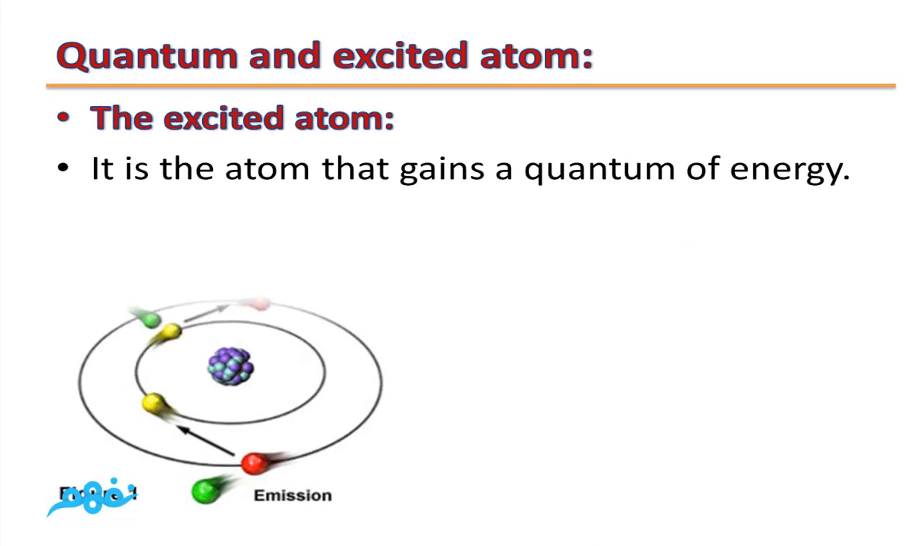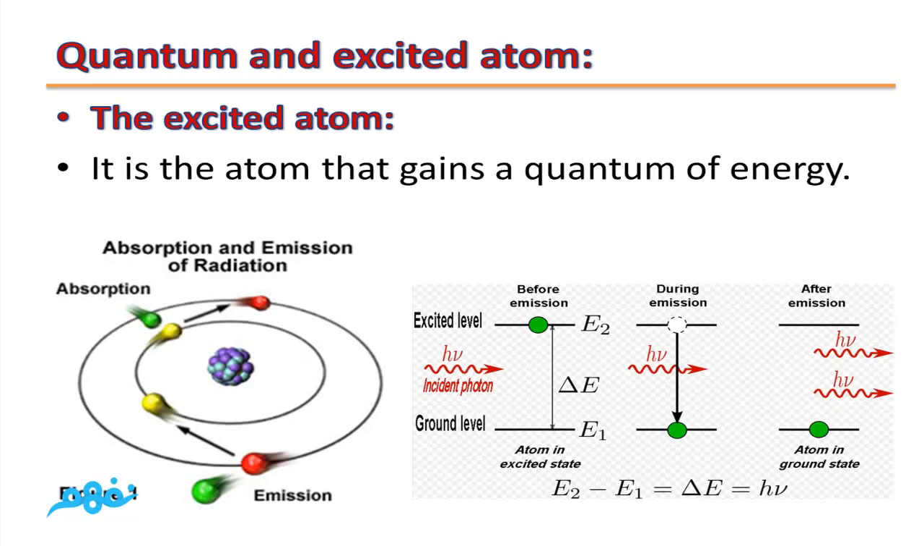What's meant by excited atom? Excited atom is the atom that gains a quantum of energy. For example, if this yellow electron represents an electron which is at the ground level, and it absorbed energy, which is represented by this green sphere, it will move to a higher energy level, and the atom will be called excited atom.